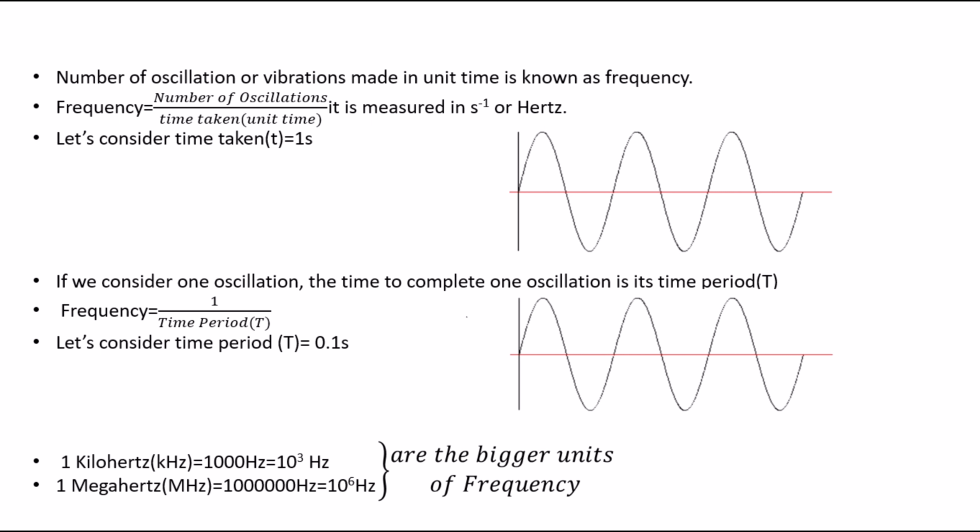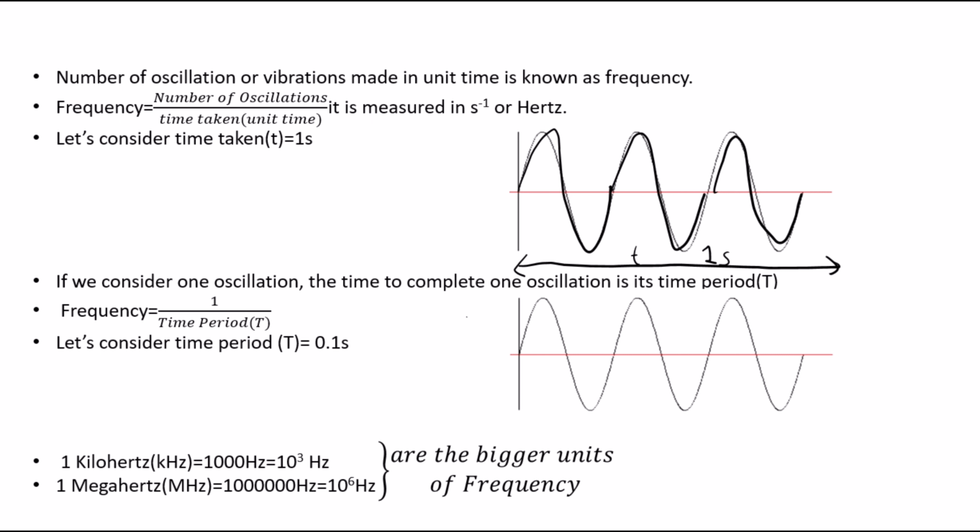So what this means here is the number of oscillations, which is this is a single oscillation, and this is also another oscillation, and this is the third oscillation, divided by the time taken. So the time taken is from the beginning to the end. So let's consider the time taken is 1 second. Now we know that the number of oscillations is 3. Now to find frequency, we have to divide 3 by 1 because the number of oscillations is 3 and the time taken is 1 second, and we'll get the answer 3, and the units hertz we can write like this.